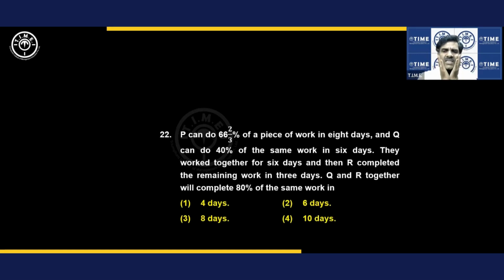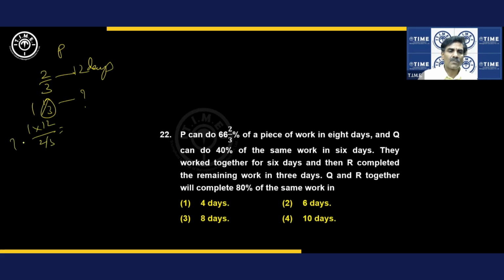P can do 66 2/3% means 2/3 of the work. So 2/3 of the work he is completing in 12 days, means one-third work is basically the balance, right? Or else, if you are looking at the whole work, how many times? That will be much easier. So whole work will become 1 into 12 by 2/3, which is 6 times, means 18 days. So P can complete the whole work in 18 days.